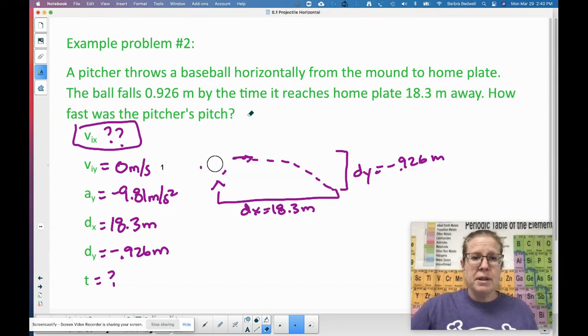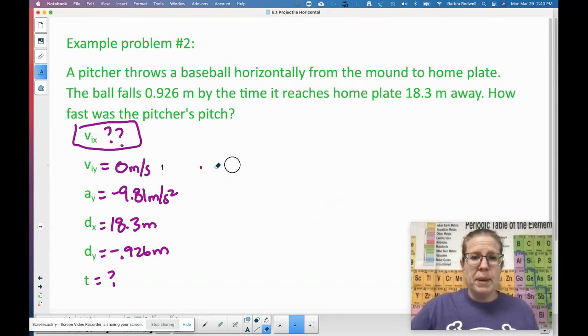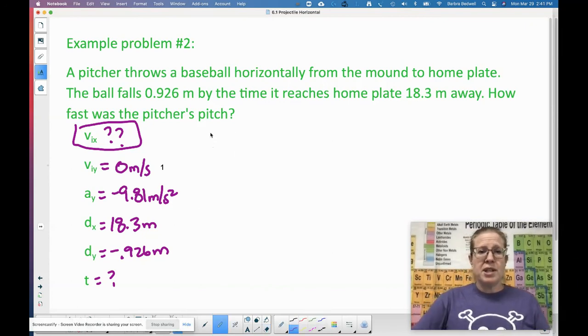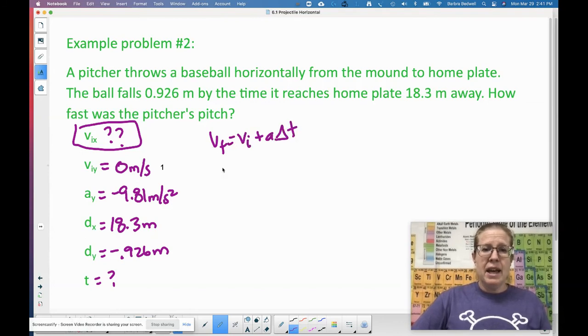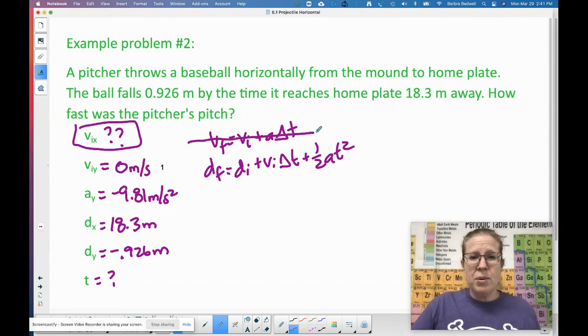So let me erase. How can we find time in this case? What do we know? This is where we have to pick one of our kinematics equations. Our couple of kinematics equations are VF equals VI plus A delta T, and DF equals DI plus VI delta T plus 1/2 AT squared. Again, we have to use one of these because we need time. Well, we don't know anything about its final velocity, so generally, we don't use that equation. This is almost always the equation that we use.